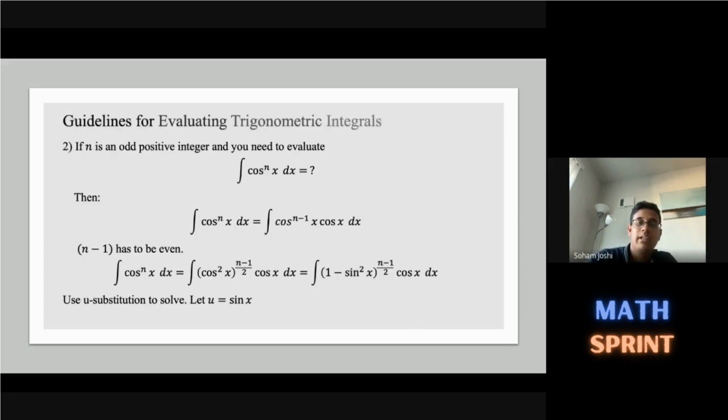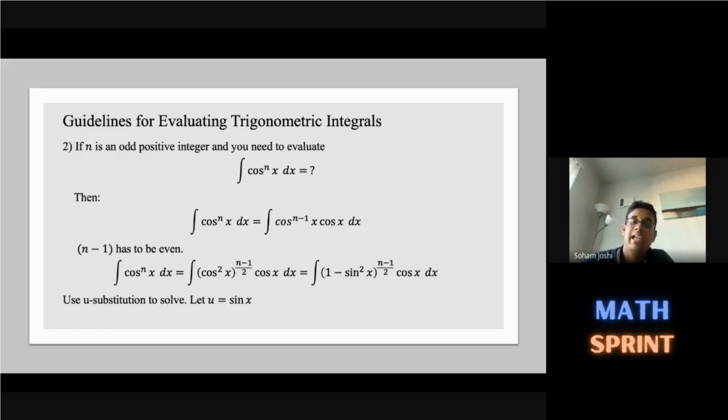And now suppose we have to integrate cos x to the power of a positive odd integer n. In an actual problem, again, you'll probably get a specific value of n, but this is just for the general case. So we factor cos x to the power of n so that it changes into cos x to the power of n minus 1 times cos x, a different way of expressing it. Since n is odd, n minus 1 is even. Again, we express cos x to the power of n minus 1 as cos squared x to the power of n minus 1 by 2.